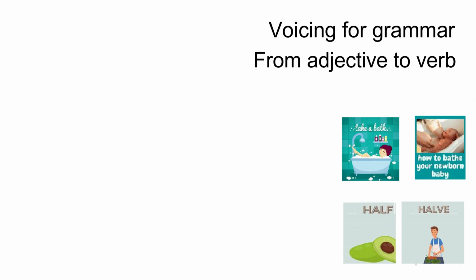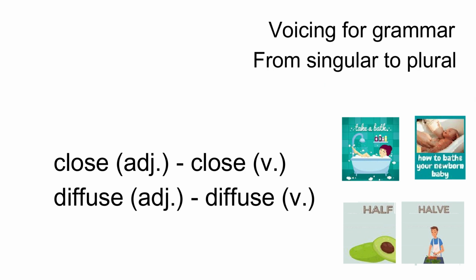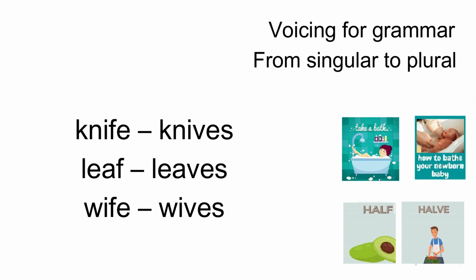In the following examples, the adjective and verb form have the same spelling but differ in voicing. From s to z: close, close. Diffuse, diffuse. From singular to plural. Voicing was also used to make the plural noun forms, as these examples show. Knife, knives. Leaf, leaves. Wife, wives.